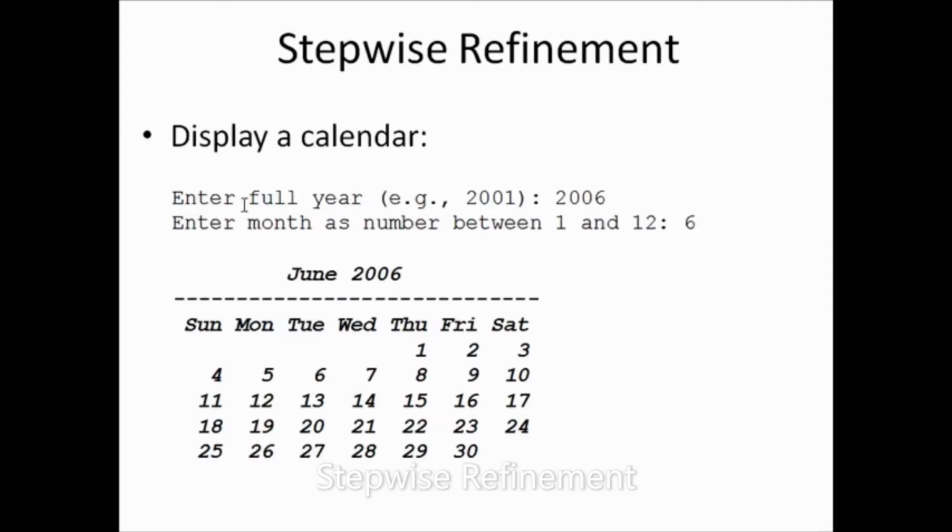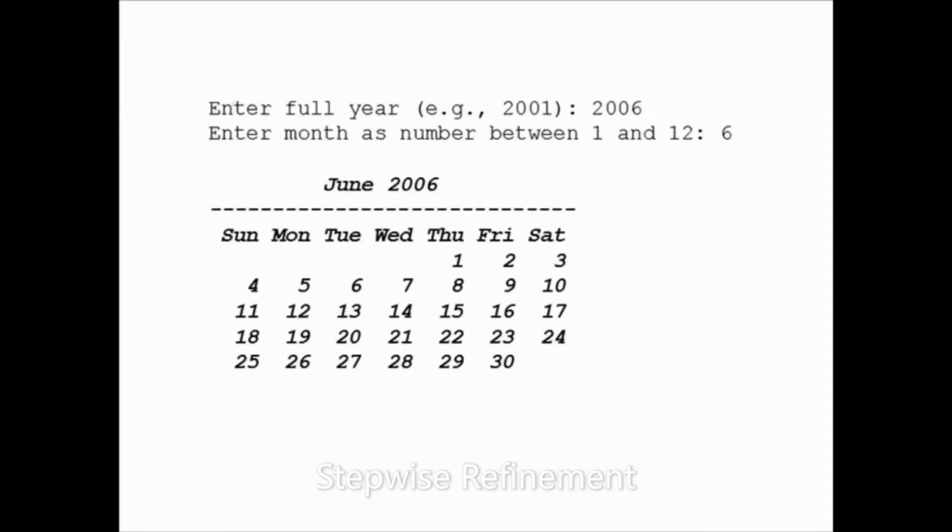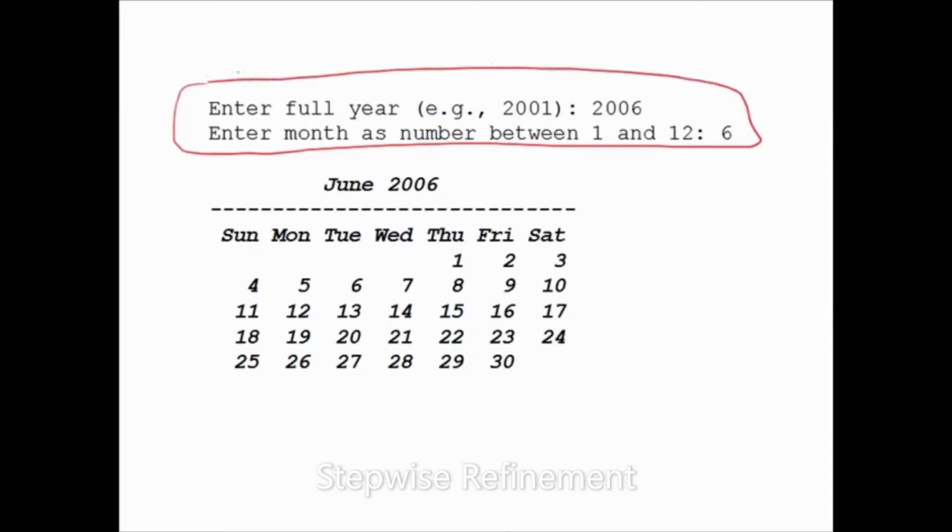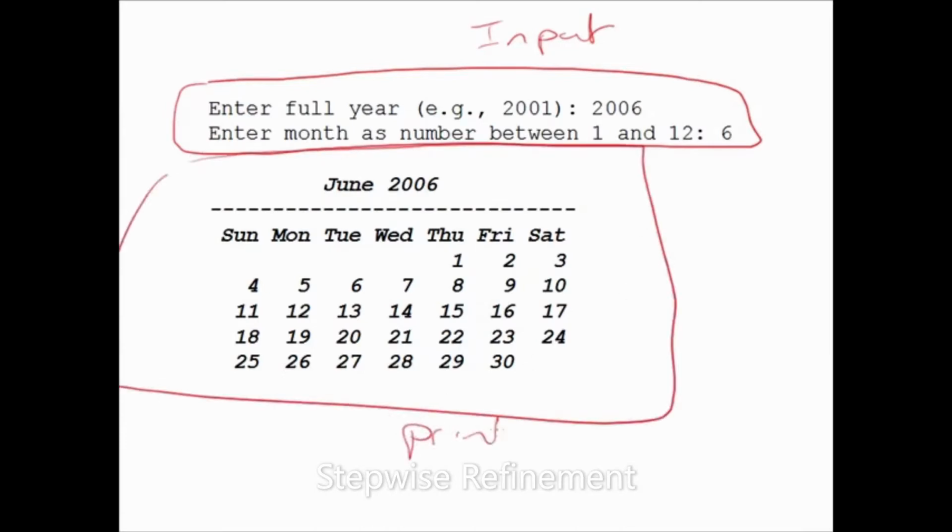So it looks quite simple, but actually there's a lot of stuff going on here. So firstly, we have this bit here. So we have to get input from the user. And then the rest of this is displaying the calendar. But inside here, there's a lot going on. For example, all we're getting is the year and the number of the month. So we need to be able to convert from this number to June. How do we do that? Well, that's a part of the problem that we need to address.